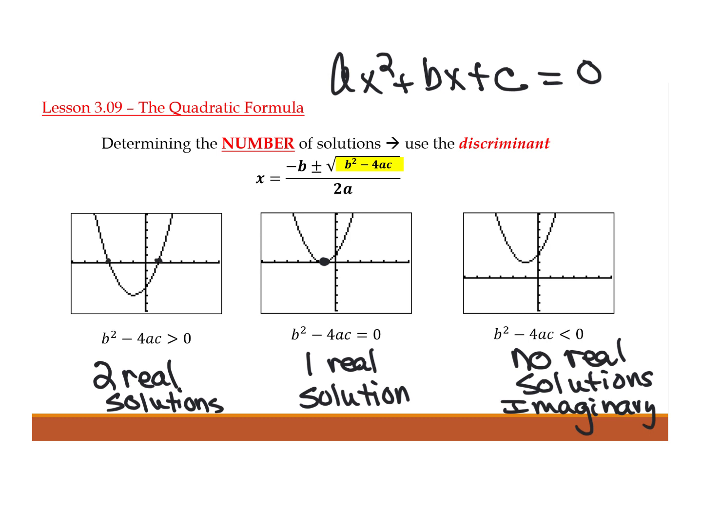If the discriminant is less than 0, that means that it is negative, and you're going to be taking the square root of a negative number. It is going to have no real solutions, which means that the graph does not cross the x-axis at any point, and the solutions are imaginary.